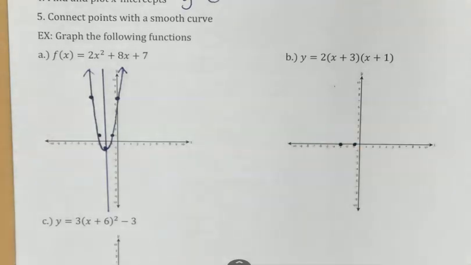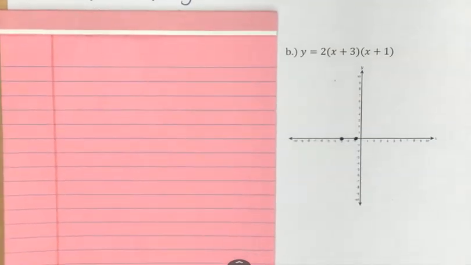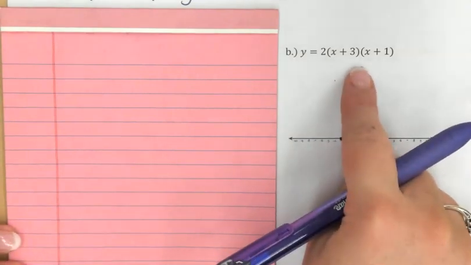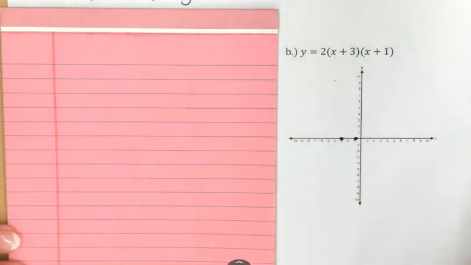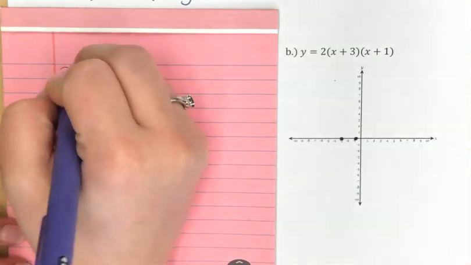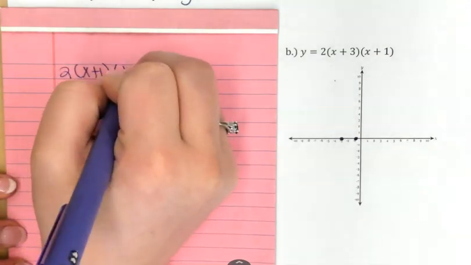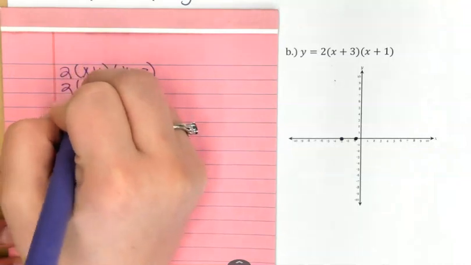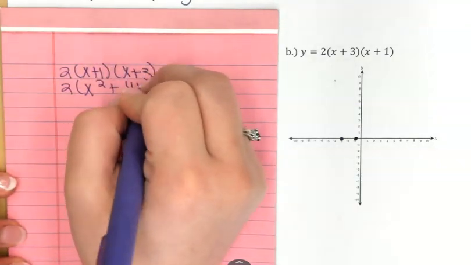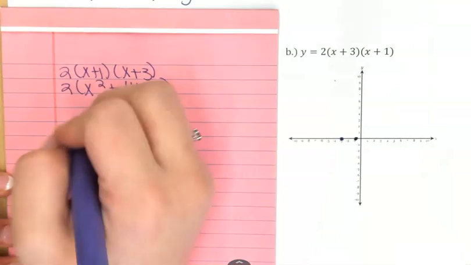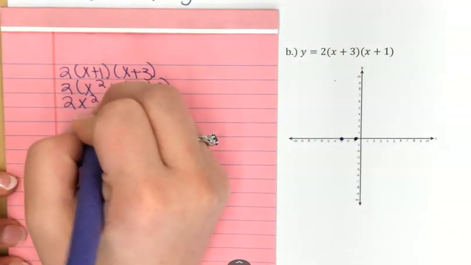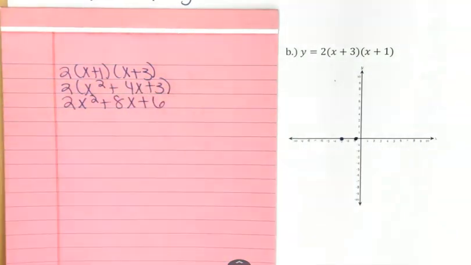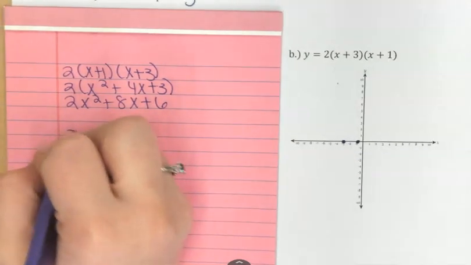But now I want to go ahead and find my vertex. And in order to do that, I need to rewrite this in a different format. I am going to rewrite this in standard form, first by foiling the x plus 3 times x plus 1. So that is going to give me x squared plus 4x plus 3. Then I can distribute the 2, and I get 2x squared plus 8x plus 6. Now that I have it in standard form, you could either complete the square to put this in vertex form or just use your vertex formula.